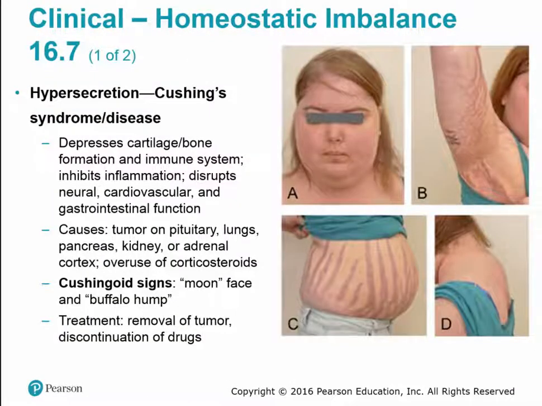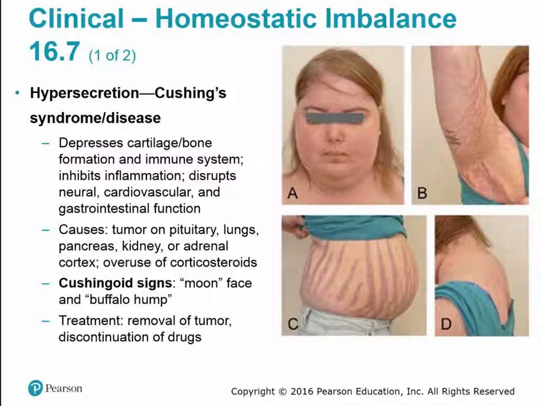One type of homeostatic imbalance with these corticosteroids could be a hypersecretion, which would lead to Cushing's disease or Cushing's syndrome. This presents with relatively rapid weight gain, moon face, or a humpback. Some effects of Cushing's include depressing cartilage and bone formation, depressing the immune system, inhibiting the inflammatory response, and disrupting general neural, cardiovascular, and gastrointestinal function.